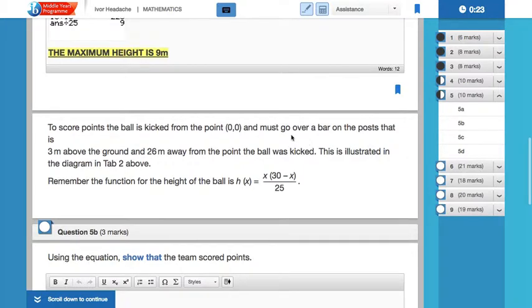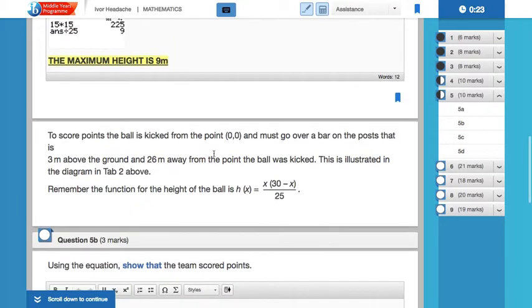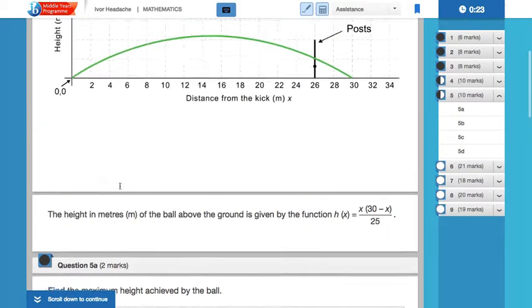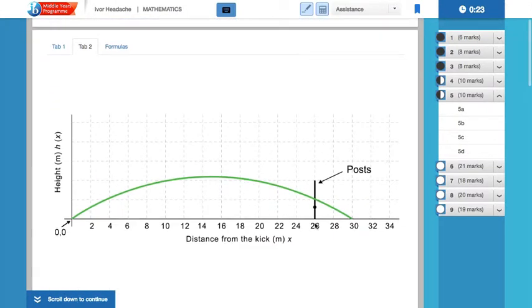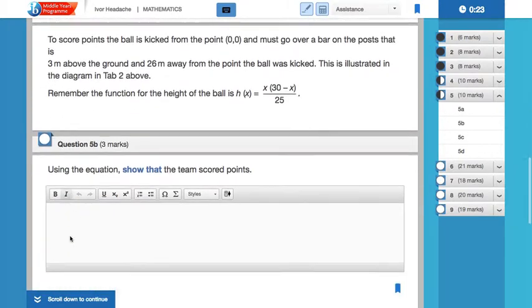So the ball must go over a bar on the post that is 3 meters. I see. So a bar that is 3 meters above the ground and 26 meters away from the point the ball was kicked. So again, I have another look at that, and there it is at 26 meters away from where the ball is kicked. This is illustrated in the diagram in tab 2 above. Yeah, we've just looked at that. Remember that the function for the height of the ball is the thing we used before.